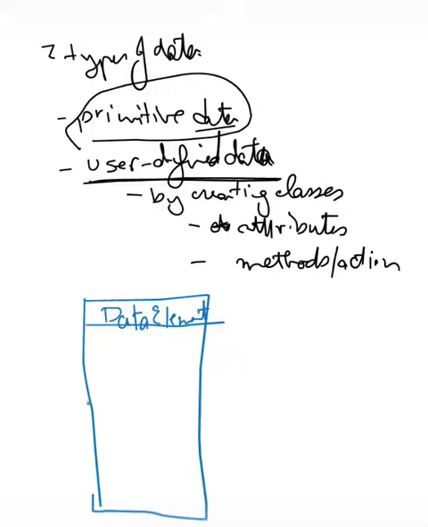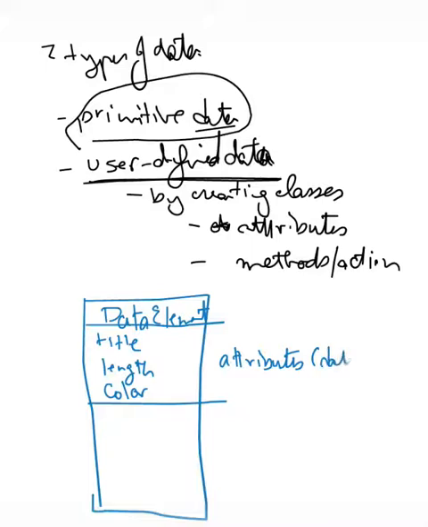And then this class will have attributes. It will have an attribute called title. It will have an attribute called length. And it will have an attribute called color. And what methods should this class have? So these are the attributes of the class, or the data that the class encapsulates, and then there are methods, or actions, that the class uses.